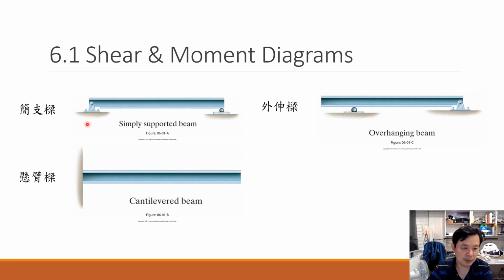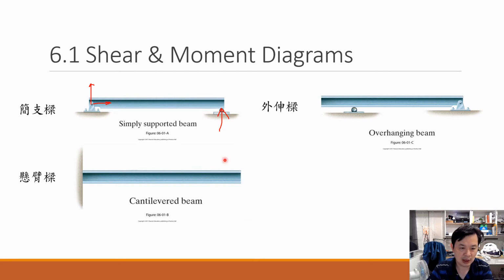This type of design has one pin support on the left side or on one side, and a roller contact on the other side. So in this geometry, you usually have 2 constraints on the pin support and a single constraint in the vertical direction on your roller support.